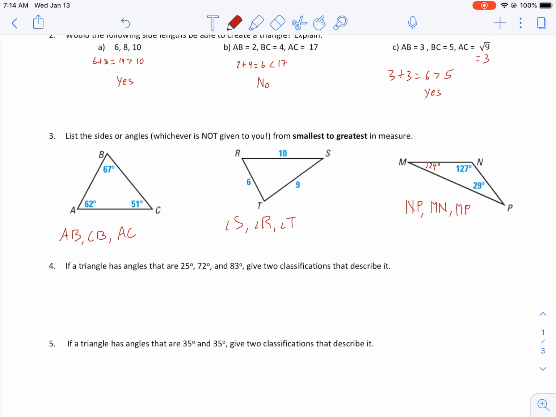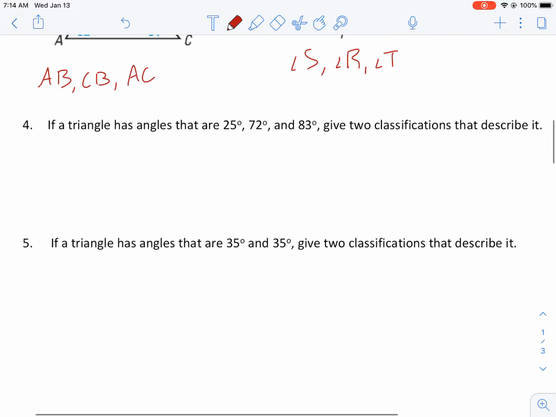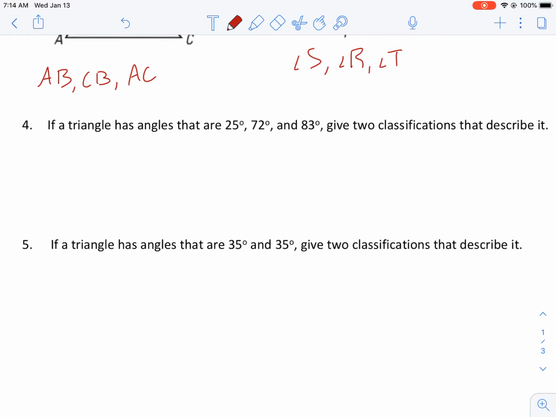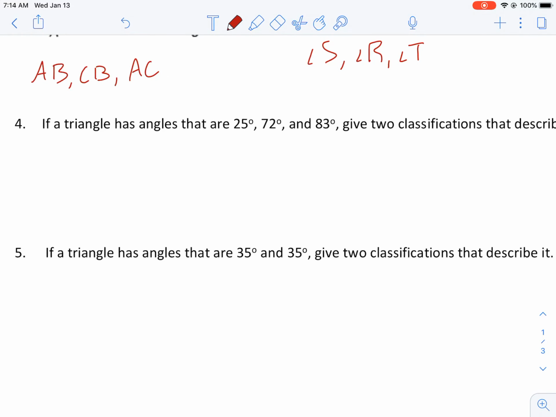Okay. The next one. If a triangle has angles that are 25, 72, and 83, give 2 classifications that describe it. So if you think of the classifications we have based on angles and sides, all 3 of these are less than 90, so we know this triangle is going to be acute. And then all 3 are different, so we know the triangle has to be scalene.